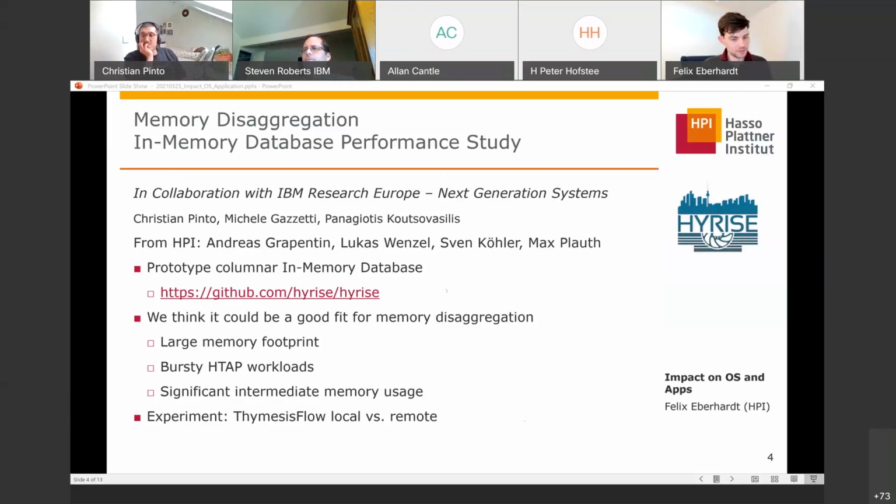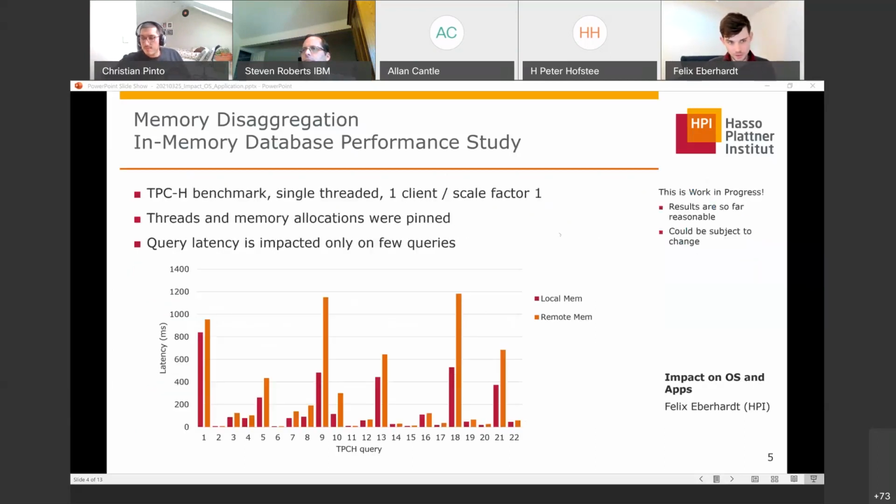And so we did an experiment to say, okay, let's take a standard database benchmark and see if we first execute it local, and then in the second experiment, execute it strictly remote on this borrowed ThymesisFlow memory. So we did that with the TPC-H benchmark. It's a standardized database benchmark. First, we executed it single-threaded with one client and one scaling factor to see what some baselines are, right, to work from there on.